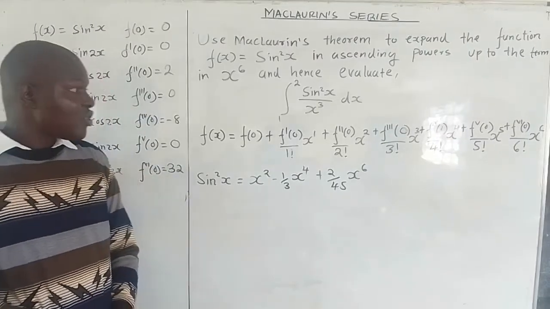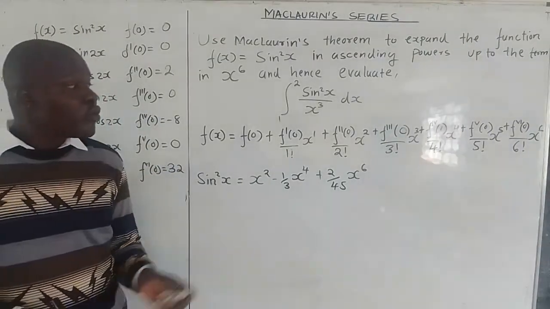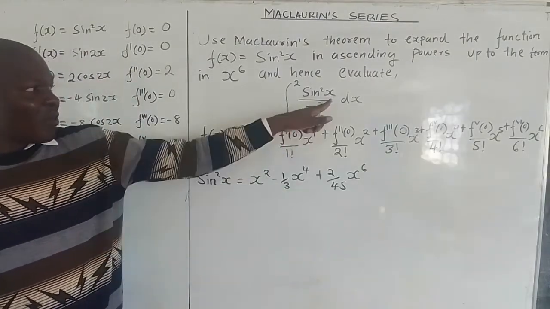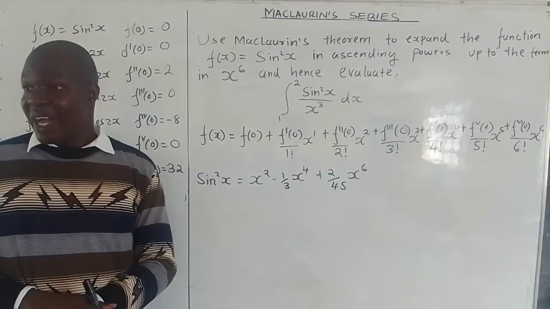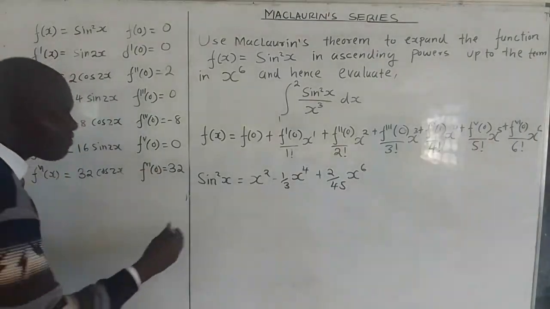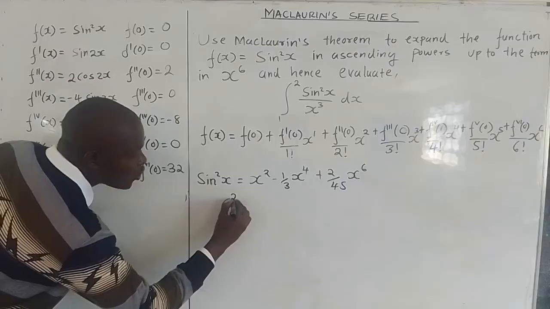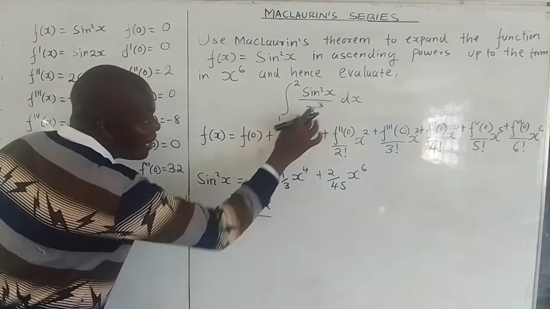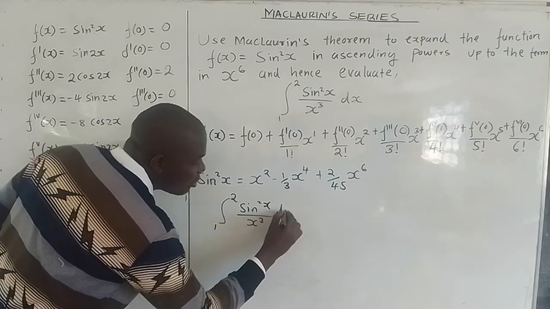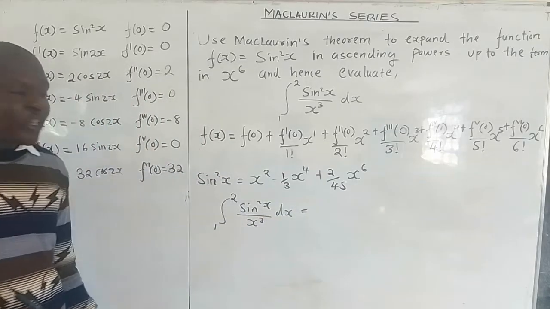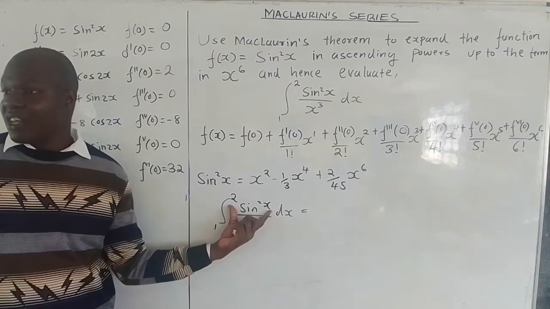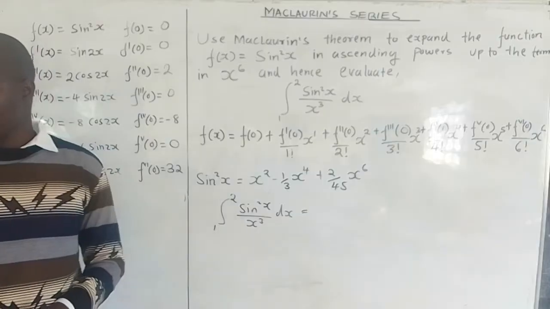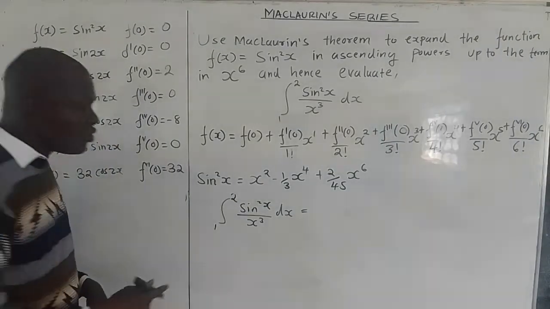Now, having found this expansion, you've been told to use it to evaluate this integral, isn't it? Are we together? So when you are evaluating the integral from 1 to 2, in the numerator we have sine squared x over x cubed dx. What do you do? You substitute the value of sine squared x, which we found in the MACLAURIN'S series, isn't it? Are we together?